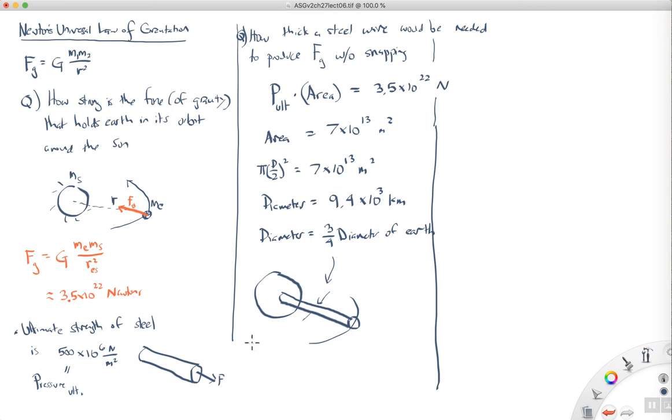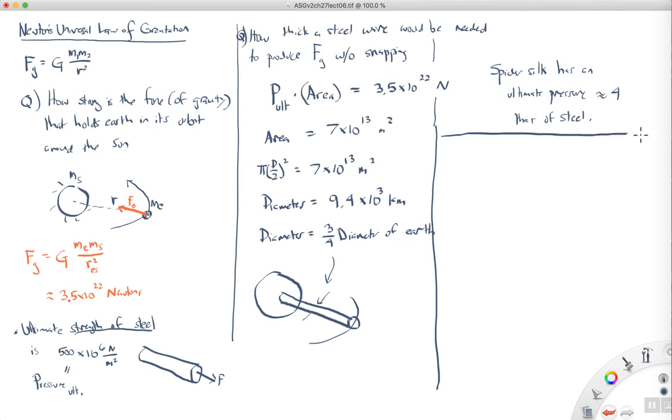By the way, if we did this instead of for steel, if we made a wire of spider silk, the spider silk would actually need to be much smaller, much narrower. That's because spider silk has an ultimate pressure, that is a breaking pressure, which is about 4 times that of steel. So spider silk per cross-sectional area is much stronger than steel, which is, I think, a very interesting point to notice.